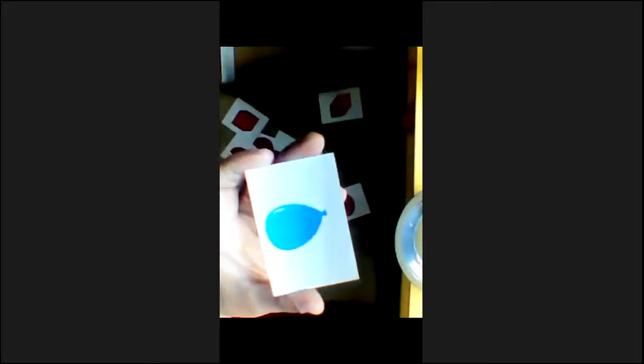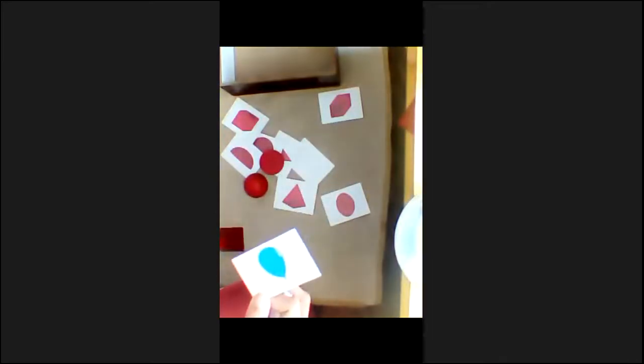Okay, next is Lagima's turn. Lagima will tell what is this? What is this, Lagima? Balloon. Yes. What is the shape of a balloon? बोलो. आप बताओ. Circle. No, no, no, no. Not a circle. See, does it look like a circle?